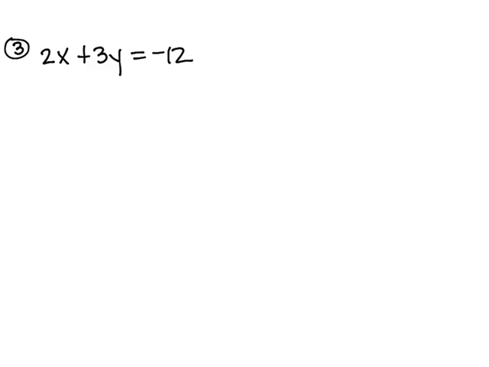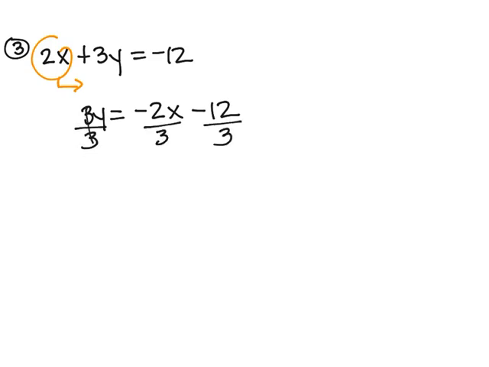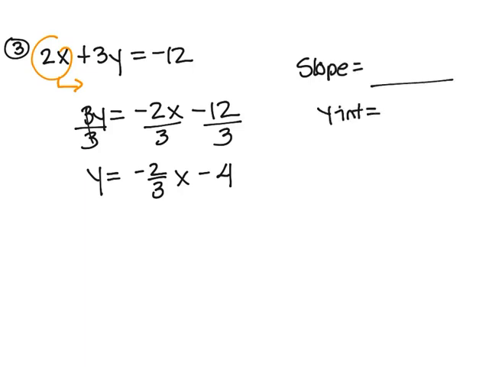So that means I'm going to move my 2x over. That would give me 3y equals negative 2x minus 12. Then I divide by 3. So y equals negative 2/3 x minus 4. So over on the side, you'll have these same type of blanks on your test. Make sure you put the right number in the right blank, because I will take off if they're backwards. So make sure in the slope blank, you would have negative 2/3, and in the y-intercept blank, you would have negative 4.